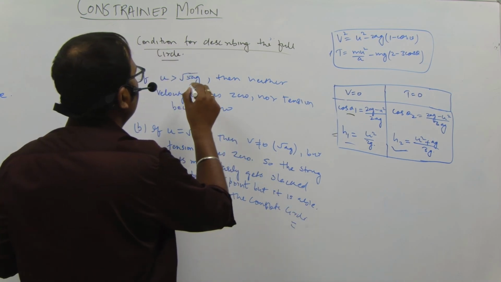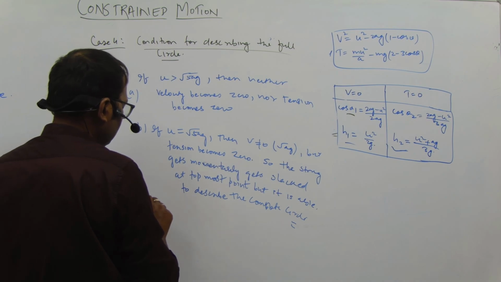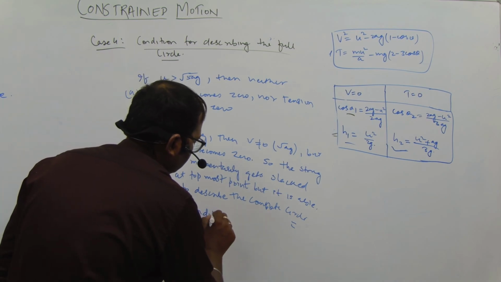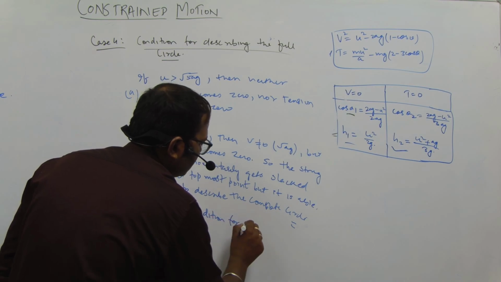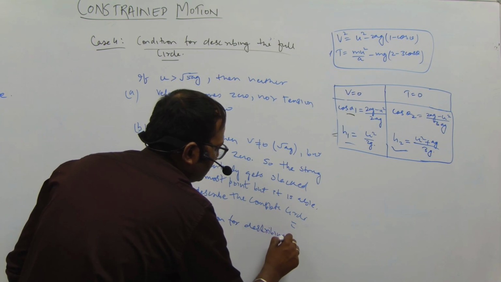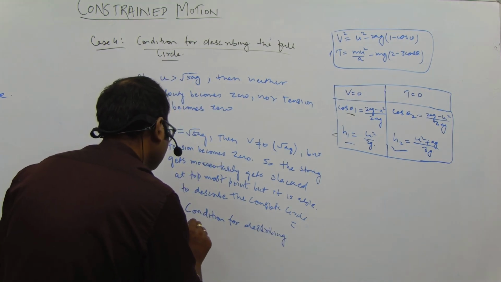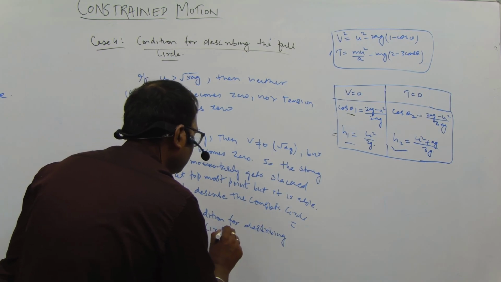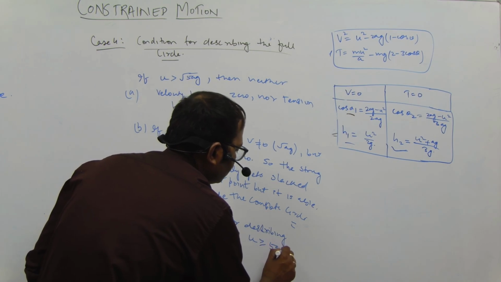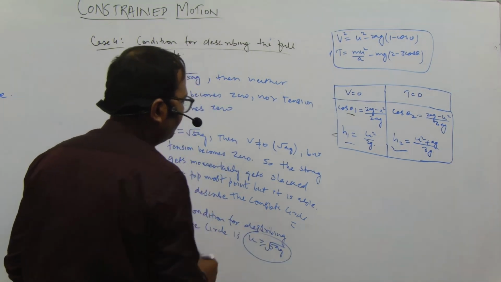Hence the condition for describing the complete circle is u greater than or equal to root under 5ag. Okay, as simple as that.